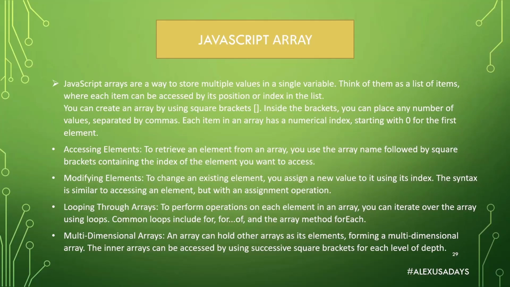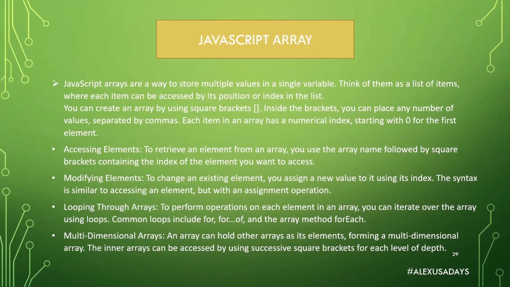In the array, you can access elements. To retrieve an element from an array, use the array name followed by square brackets containing the index of the element you want to access. You can modify elements. To change an existing element, you assign a new value to its index. The syntax is similar to accessing an element, but with an assignment operation.